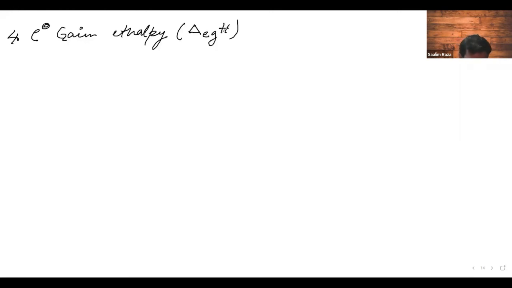Okay, fine. What is the next property that we are going to study? It is the fourth property, that is electron gain enthalpy. Electron gain enthalpy, delta Eg H.